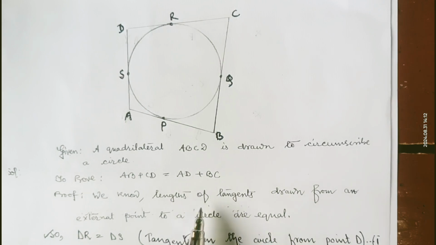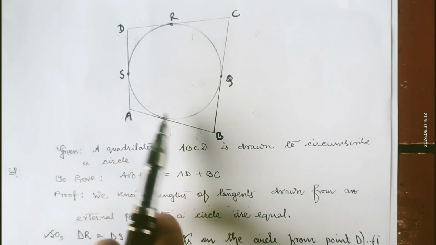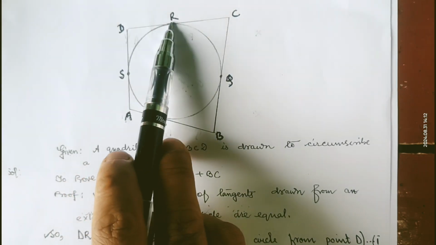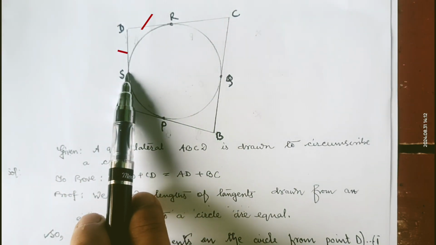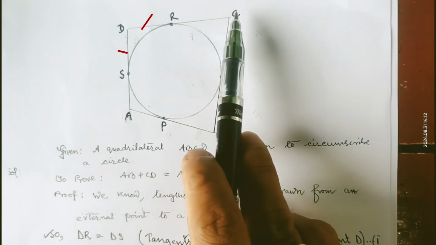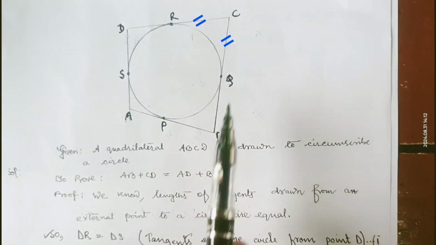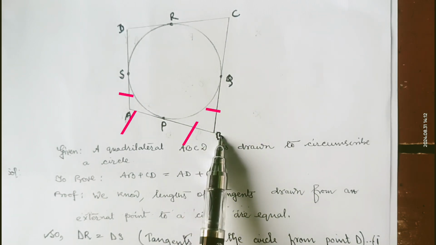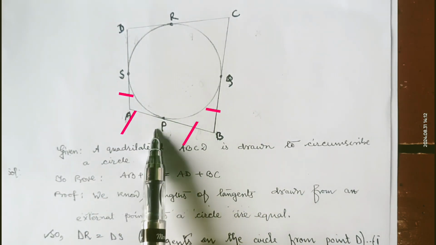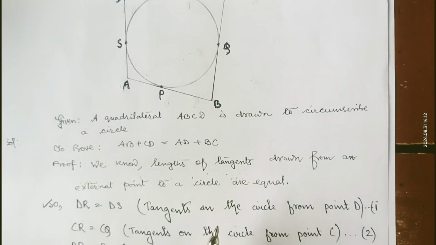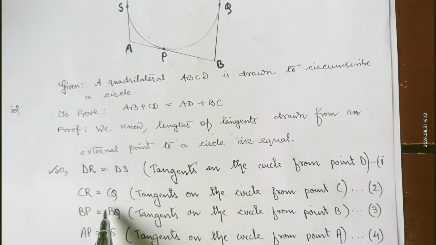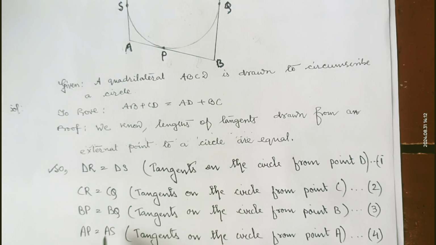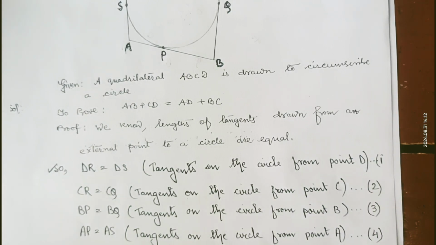Now we know the lengths of tangents drawn from an external point to a circle are equal. Since these are all tangents, we can write DR equals DS, tangents from point D, CR equals CQ, tangents from point C, BP equals BQ, tangents from point B, and AP equals AS, tangents from point A. Let these be equations 1, 2, 3 and 4.